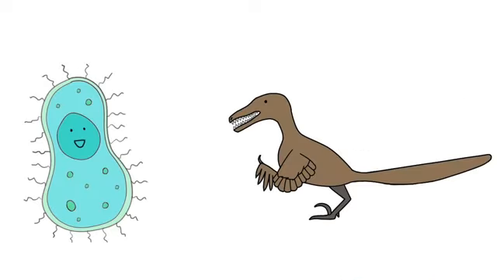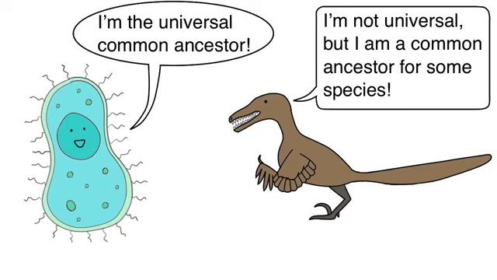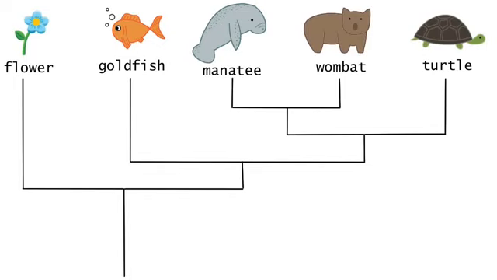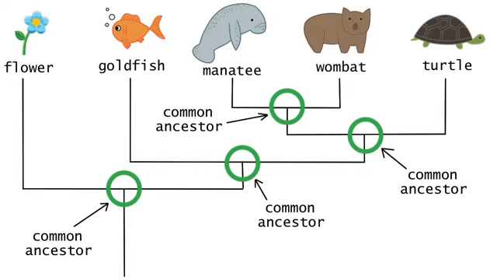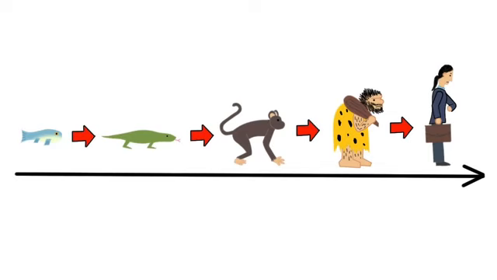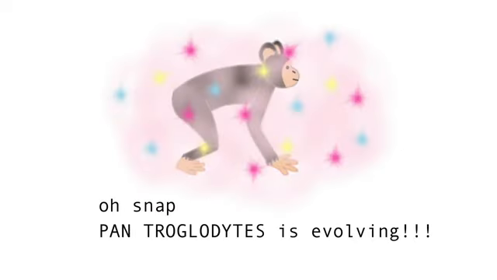Another thing to keep in mind is that there's more than one shared ancestor in the evolutionary family tree of the world's species. There's a shared ancestor between plants and animals, a shared ancestor between fish and other vertebrates, a shared ancestor between reptiles and mammals, a shared ancestor between marsupials and other mammals, and so on.